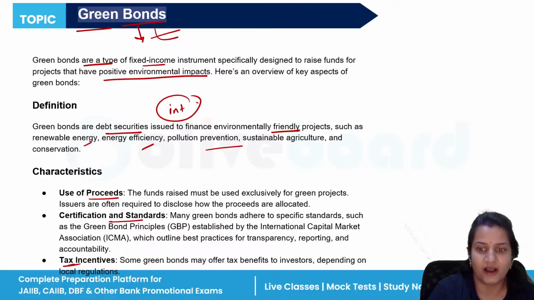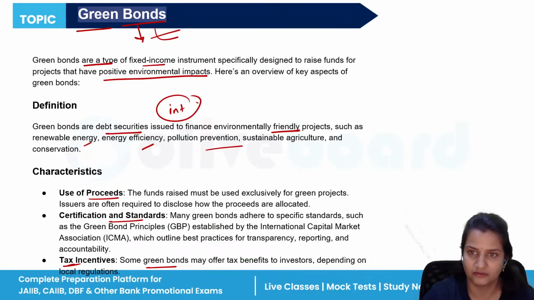Tax incentives. Some green bonds offer what? Tax benefits to investors. But there are certain compliances they also have to follow.